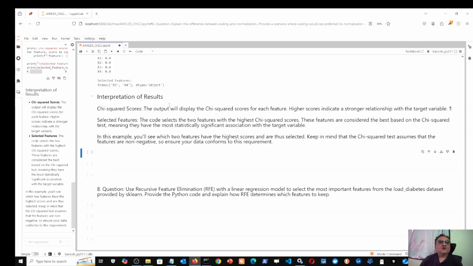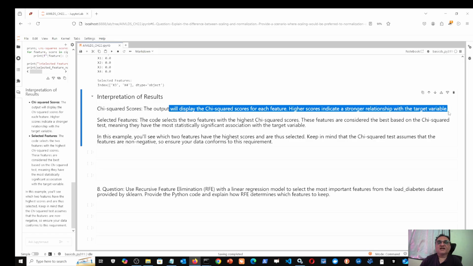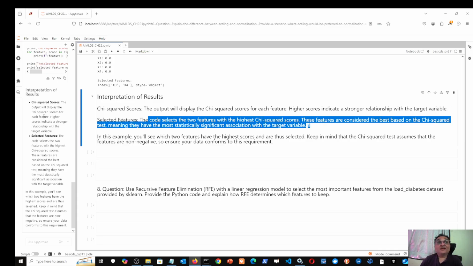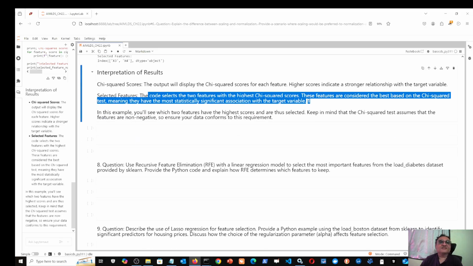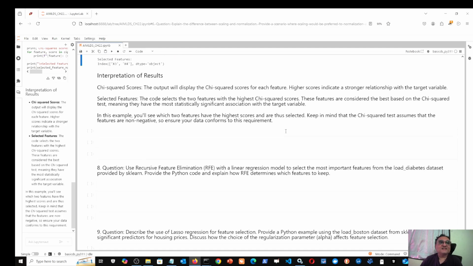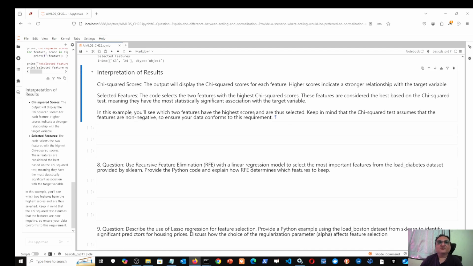Okay, so the output will display the chi-square score for each feature. A higher score indicates a stronger relation with the target variable. The code selects 2 features with the highest chi-square score. Now I will have to ask more questions, because here it is saying that I have selected 2 features whose chi-square score is highest, but I am getting all chi-square scores 0. So clearly some rounding off has been done somewhere.